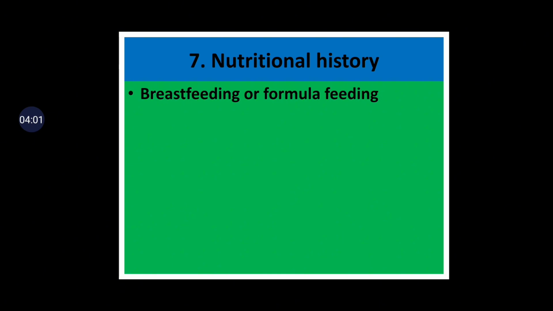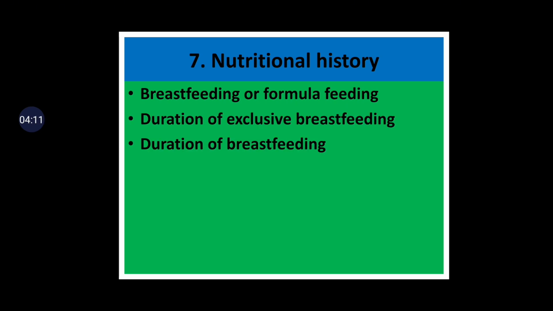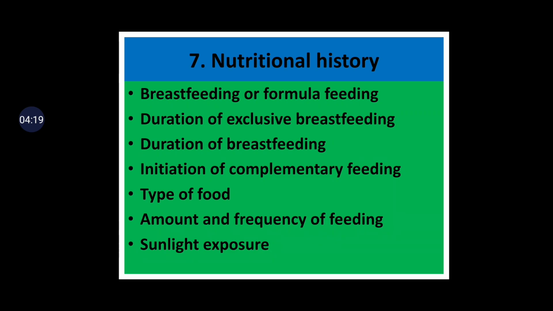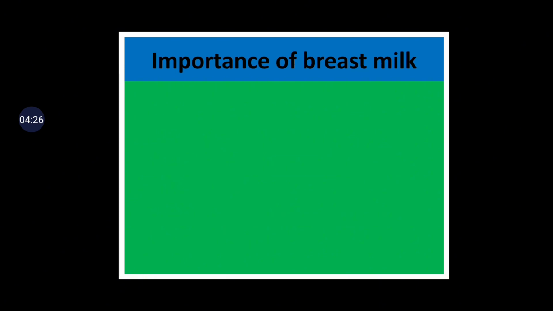Nutritional history. Ask whether it is breastfeeding or formula feeding. If it is formula feeding, ask the reason for formula feeding. Duration of exclusive breastfeeding. Duration of breastfeeding. Initiation of complementary feeding. Type of food, amount and frequency of feeding. And finally, sunlight exposure and how the mother exposes her baby.